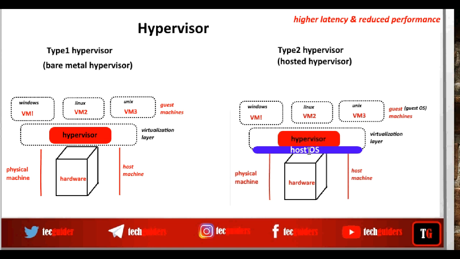Also, since this extra layer of operating system is more attack prone, the type 2 hypervisor is less secure than type 1 hypervisor. Some examples for type 1 hypervisor are Xen, Microsoft Hyper-V, and KVM. Some examples for type 2 hypervisor are VMware Workstation and VirtualBox.